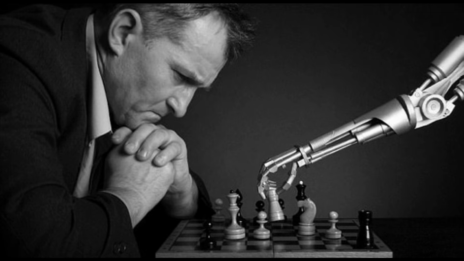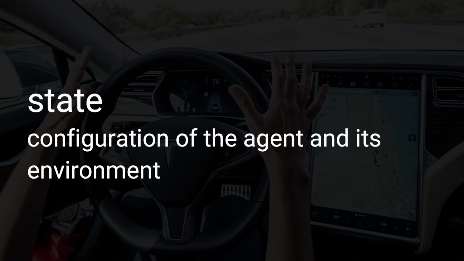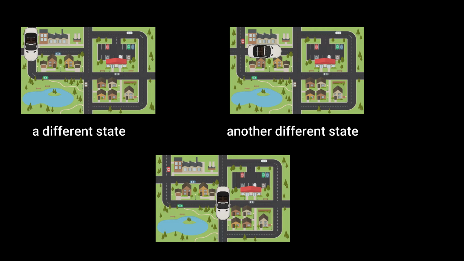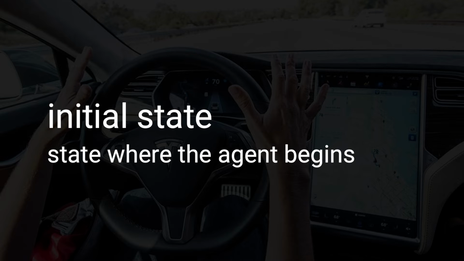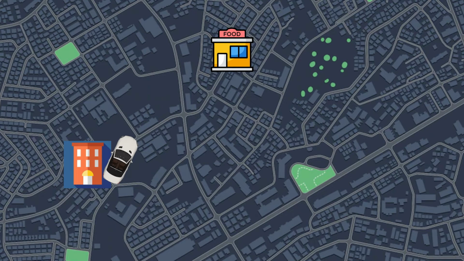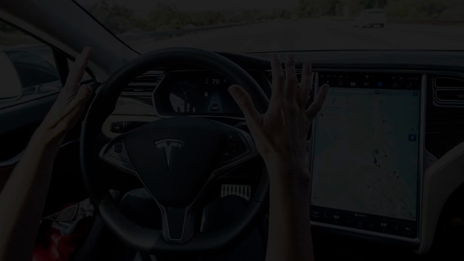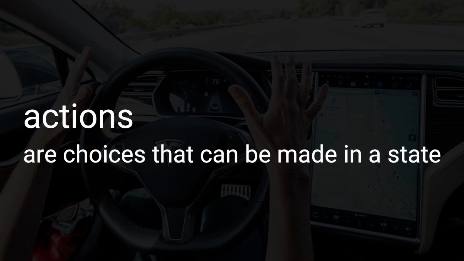So next, we introduce the idea of a state, which is a configuration of the agent and its environment. So in a self-driving car, for example, any state might be any one of these, a configuration of the agent and its environment where each state requires a sequence of actions or directions to move from the initial state to the goal or destination. So initial state, what is it? Well, the initial state is the state where the agent begins. So in our case, the hotel, where the self-driving car starts from. And to get to the destination, it needs to take some set of actions to get there. And what are these actions? Well, actions are choices that can be made in a state.